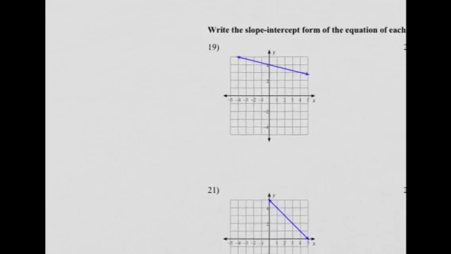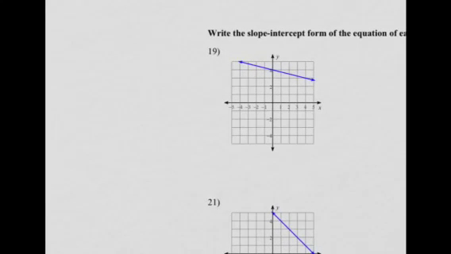Another way that we write an equation of a line is when we're given a graph. And the best way to do that is to write it in slope-intercept form, because there all you need is a slope and a y-intercept. And you can get both of those from looking at a graph. Our y-intercept, remember, is where the line crosses the y-axis. So in this case, our b is 4.